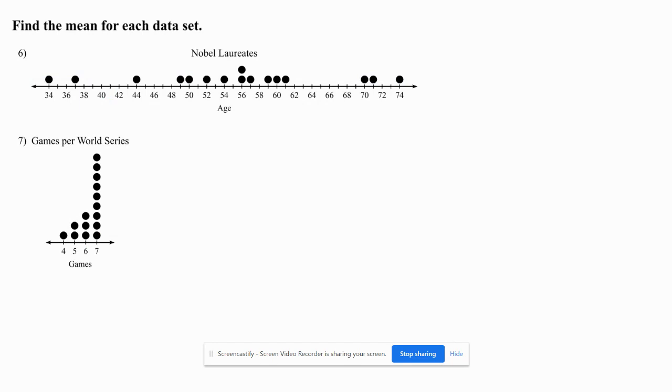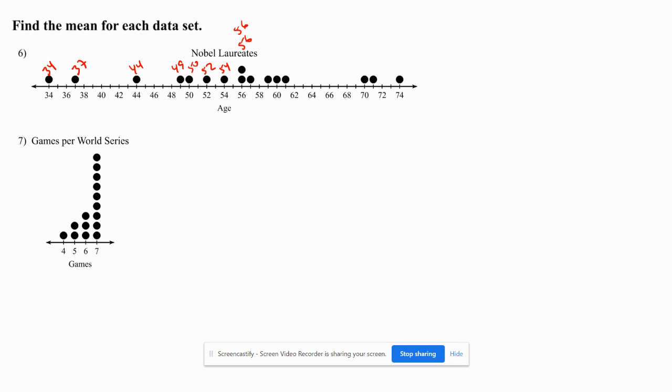Another way you're going to find data is with dots. Notice I have a line, starting in this case from 34 to 74. Now, my first number is 34. My second number is 37, because look, it's right in between 36 and 38. So that is what I call 37. Then I have 44. I have 49, 50, 52, 54. Now here, 56, I have this. So I'm going to consider 56 twice and on.